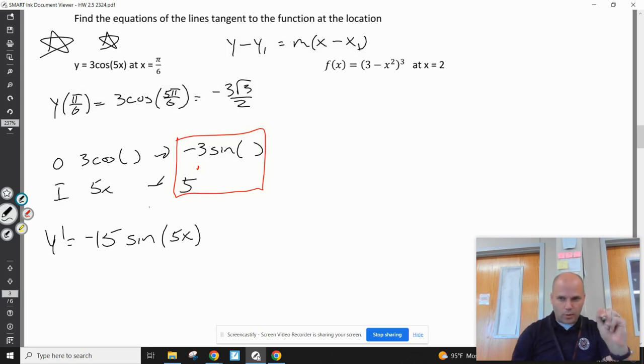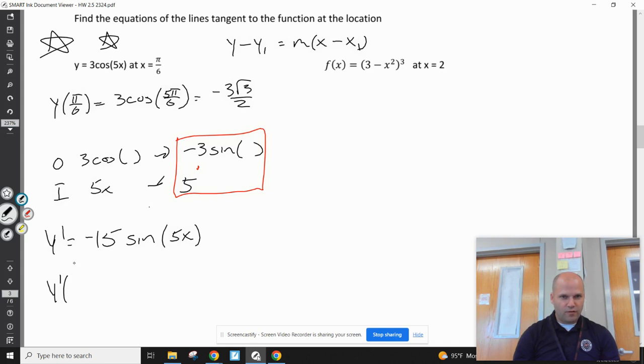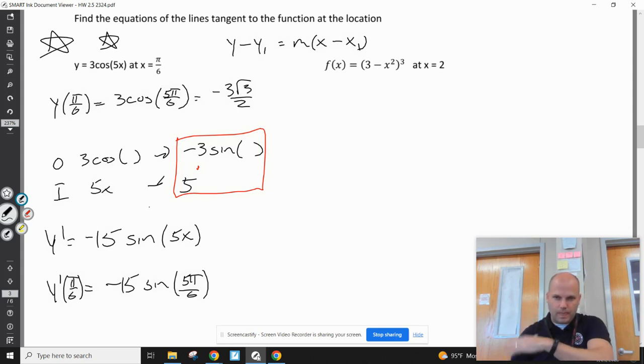Cool. Slope equation, plug in x's, get m's. We are plugging in pi over 6, not 5 pi over 6. We will get 5 pi over 6. Get negative 15 sine 5 pi over 6. 5 pi over 6, again, to the left. Sine is the vertical. I'm going up just a little bit. It's the shorter 30, 60, 90 triangle. 1/2 is the smaller side. The vertical side is the smaller side. We get a half. That's positive.